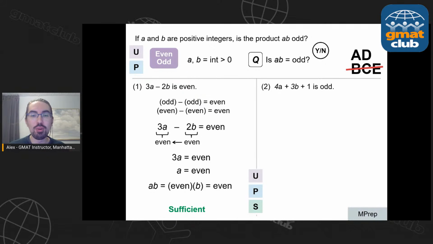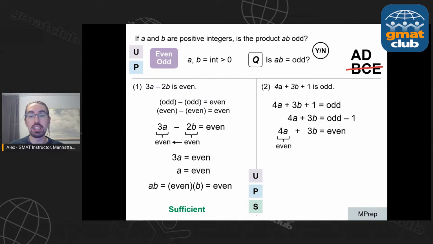If we know that 4A plus 3B plus 1 is odd, well, we're going to take whatever 4A plus 3B is and add 1. And that's going to change the polarity, right, between odd or even. So 4A plus 3B is equal to some odd number minus 1, which means that 4A plus 3B is even. And we know that 4A has to be even because we're multiplying something by an even number, which means 4 times A is going to be even, whatever it is.